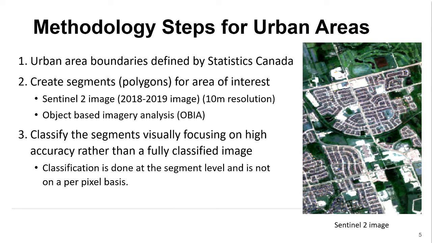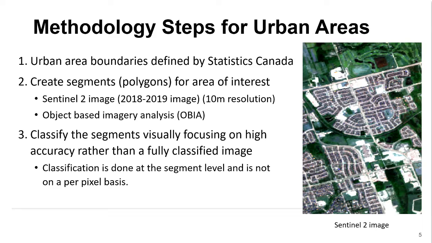So this methodology involves defining where the areas are for urban places, and it's defined by Statistics Canada. And then once we have these defined boundaries, we create segments or polygons for the area of interest. So we use a Sentinel-2 image from 2018 to 2019, just the most recent one, and then we use an object-based image analysis to create segments out of this image.